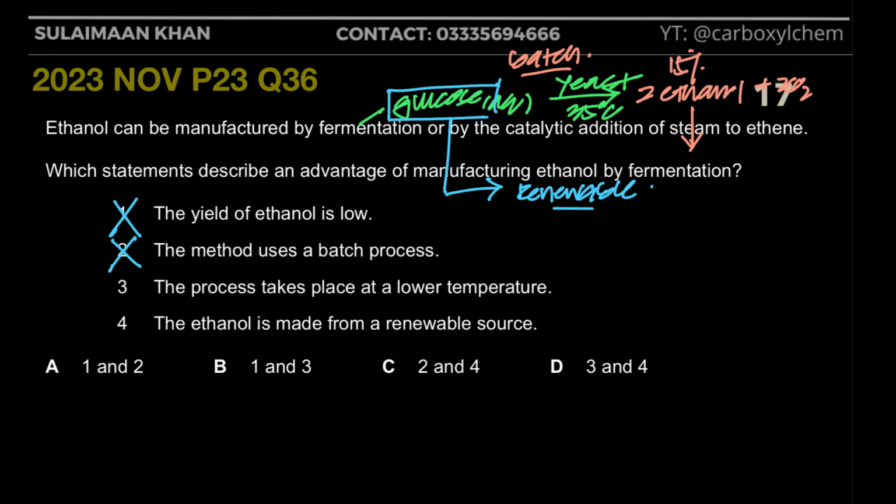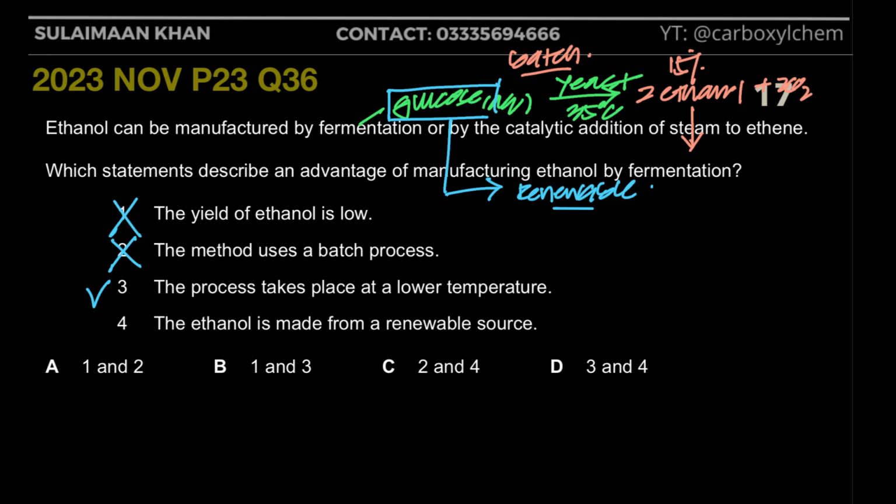The process takes place at a lower temperature. Yes, that's an advantage. Why? Because compared to making ethanol by the addition of steam, where you need to provide a temperature of 300 degrees Celsius, here you only need to provide a temperature of 35 degrees Celsius. So the process takes place at a lower temperature, therefore less costs, less electricity costs, reduced costs.